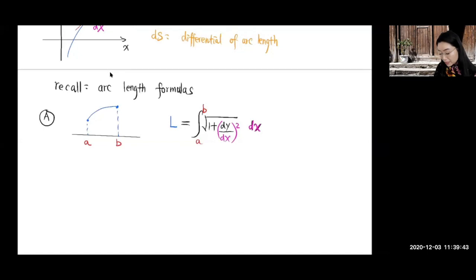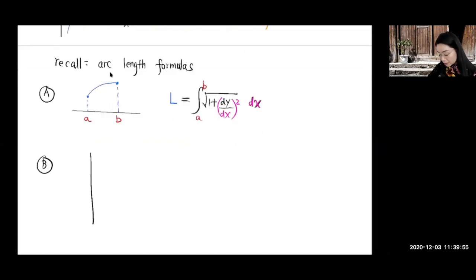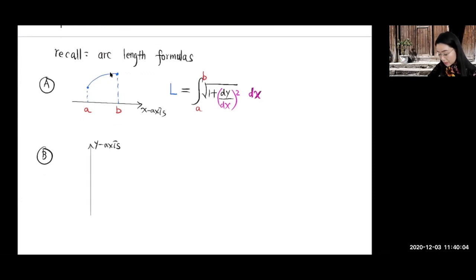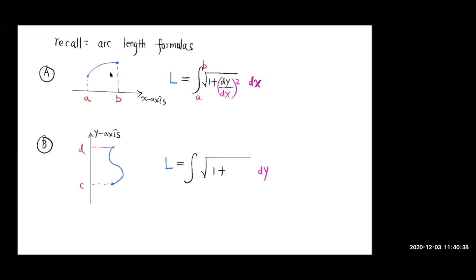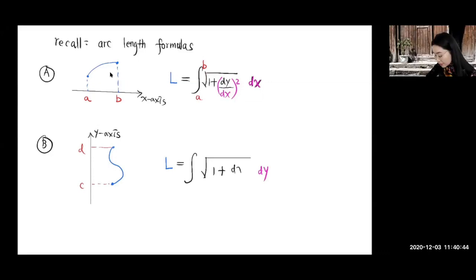Formula B is this one. This is the y-axis, so the curve is going to be like this, and over here y goes from c to d. So the arc length over here is equal to this integral. This time we'll have dy outside. And what's inside this square root? Anyone? 1 plus what? (dx/dy) squared? Yeah. So we have (dx/dy) squared, and y goes from c to d.